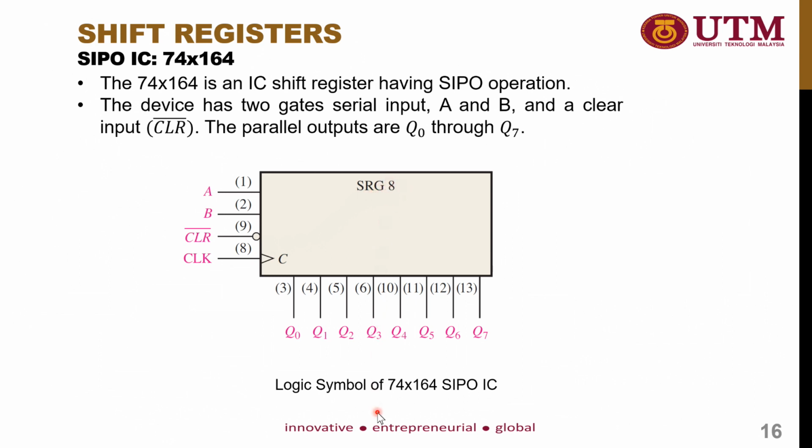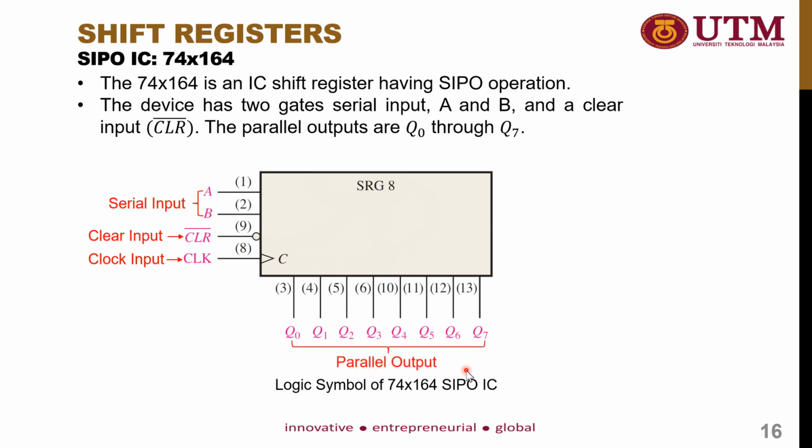So this is the logic symbol of the 74X164 SIPO IC. It has 2 serial inputs, okay, where A is used to transfer the 8 bits of data, and B is actually used as an operation enable. Okay, so CLR bar is used to clear the shift register, and clock is used to shift the data at each positive edge triggered clock cycle, because we don't have any bubble here, so it is a positive edge triggered shift register.